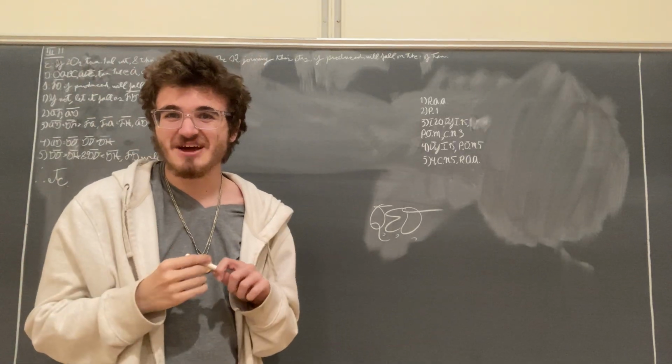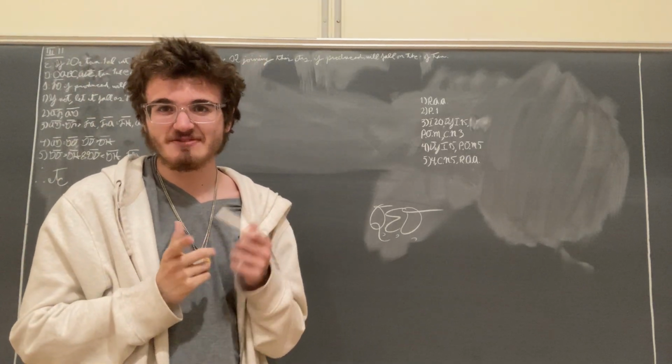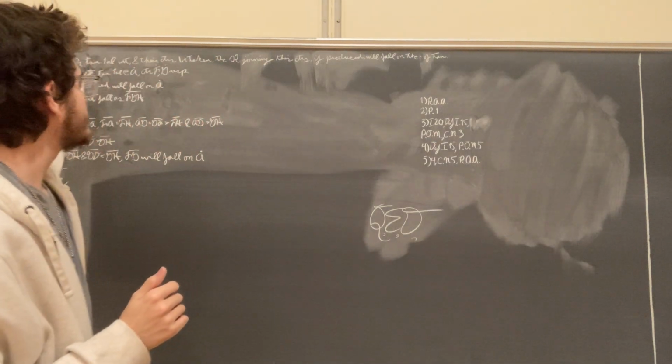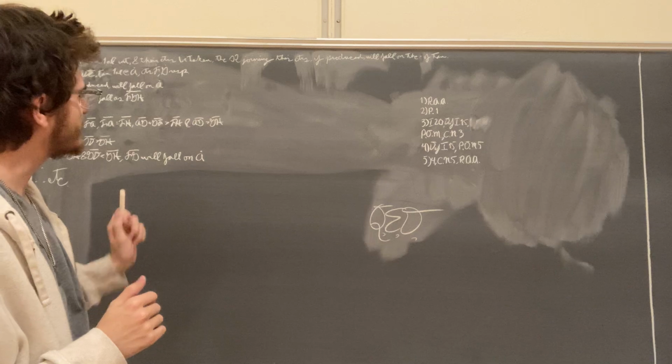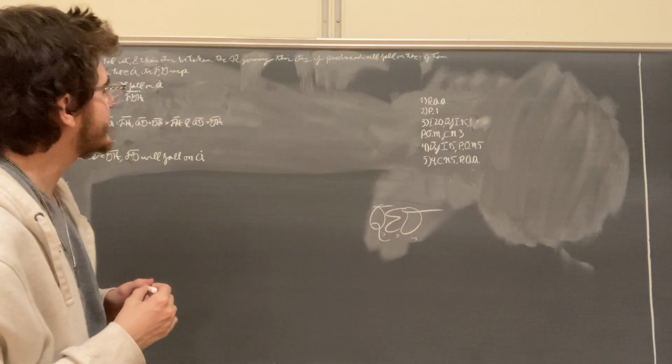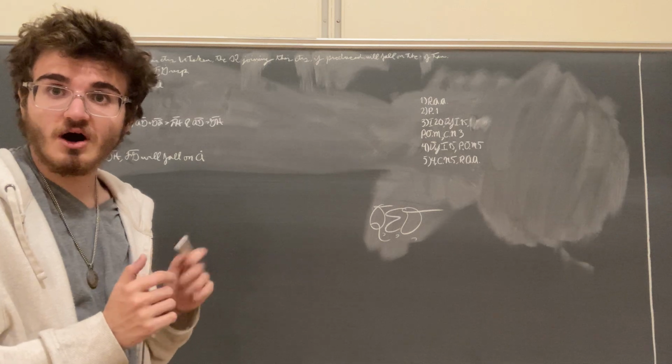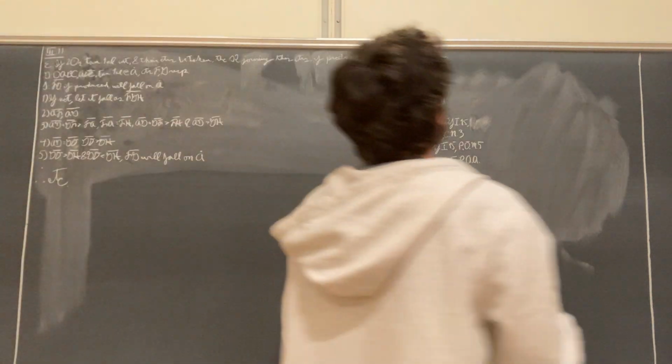Hello, this will be a demonstration of Proposition 11 from Book 3 of Euclid's Elements, which states that if two circles touch one another internally and their centers be taken, the straight line joining their centers, if produced, will fall on the point of tangency.